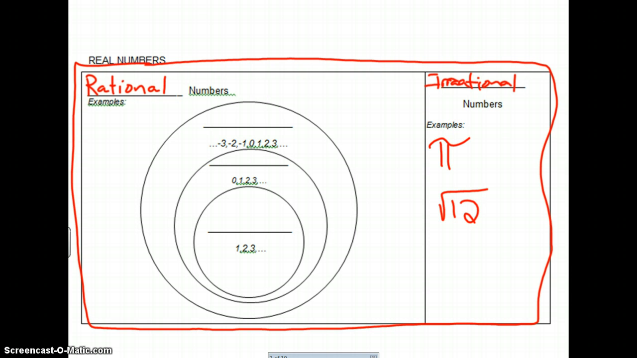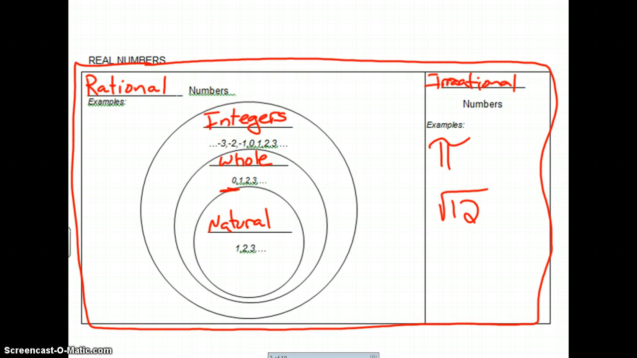With rational numbers, I'm going to start with the most exclusive group in the middle, and these are our natural numbers. Again, these are often called counting numbers because we learn to count with them: 1, 2, 3, 4. Then we move out to whole numbers, and the only item that's added to this set from natural numbers is the number 0. Then we get to integers, which are kind of the whole numbers and their opposites. So the opposite of 1 would be -1. The opposite of 2 is -2.